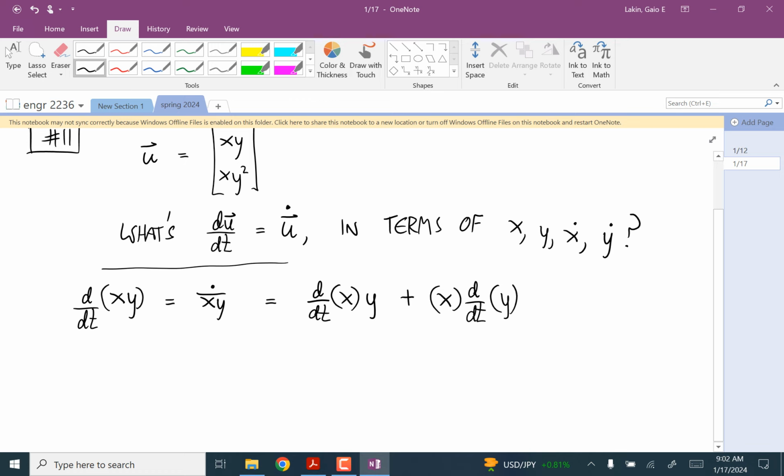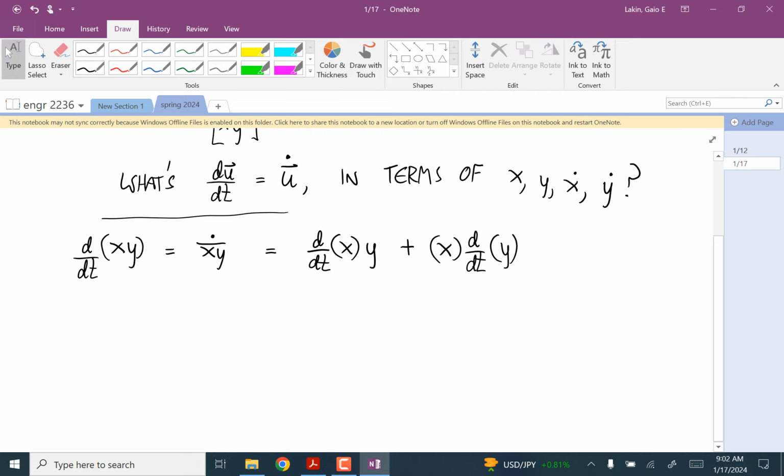And we can see from what we're given above that dx dt, we're just going to call that x dot. We're saying we know that. dy dt, we're going to call y dot. So now we can write this as x dot y plus x y dot. So that's it for the first component. Anybody have any questions about that?